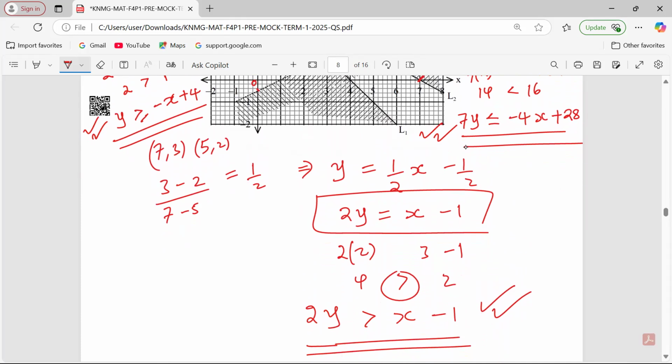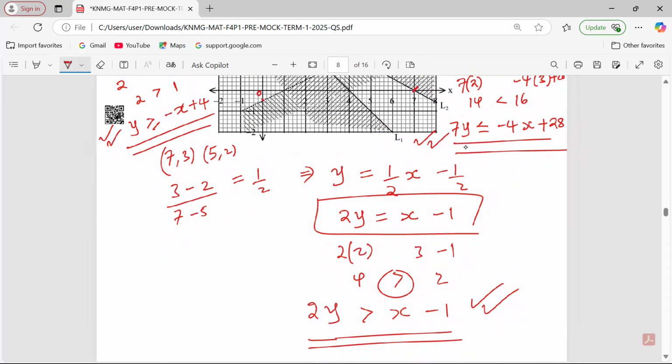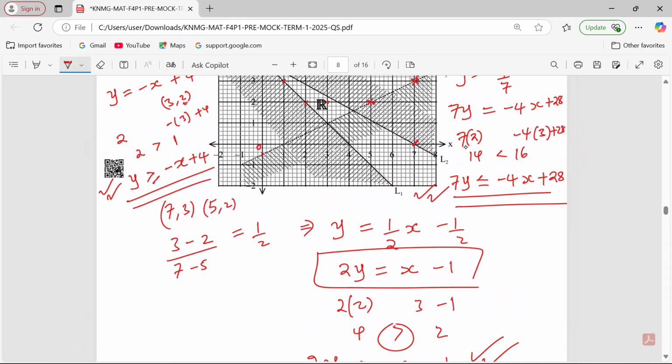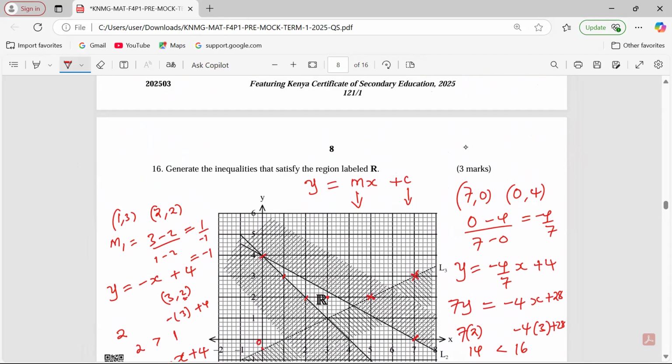Remember, the inequalities can be in other formats. These are just my choice. So you can express it otherwise, as long as you maintain the meaning of the inequality.